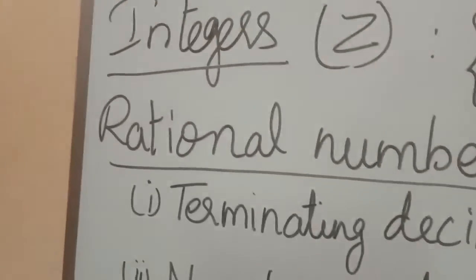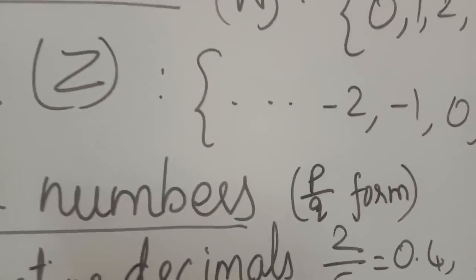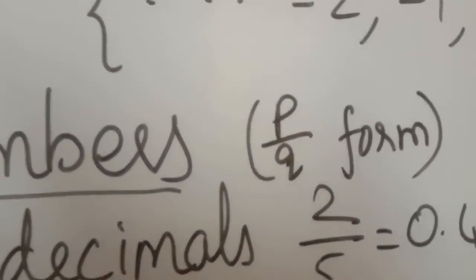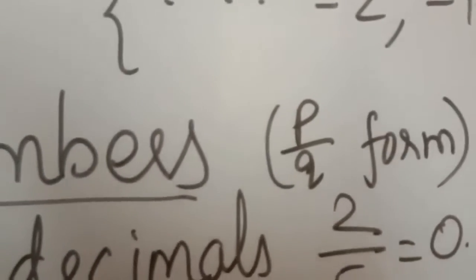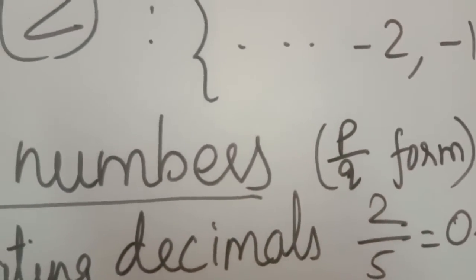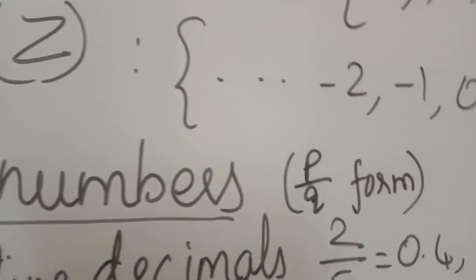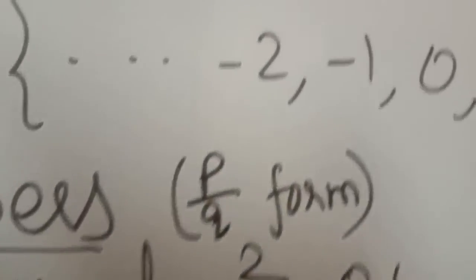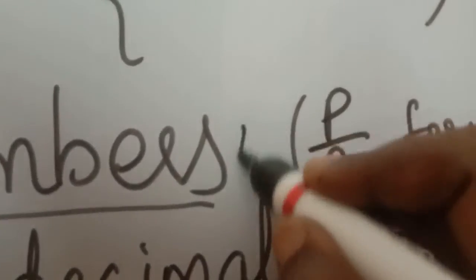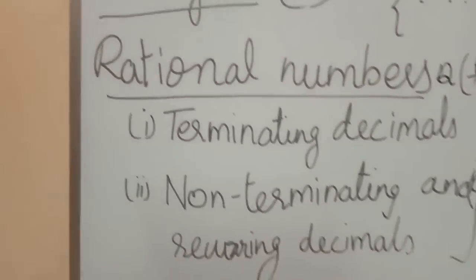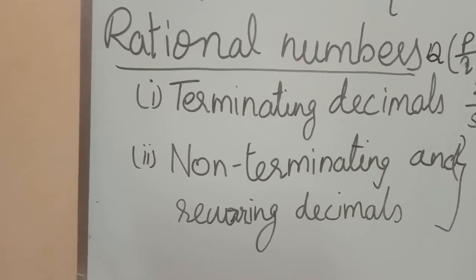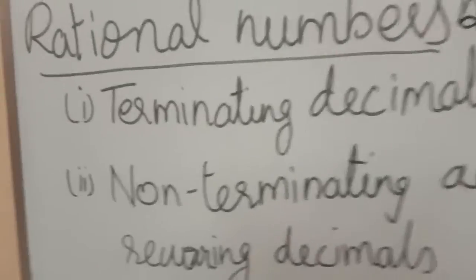Next, rational numbers. Rational numbers are the numbers which can be written in the form of P by Q, and one more condition we studied, where Q is not equal to 0. It is denoted as capital Q. Now, what is a rational number? We can segregate the rational numbers into two.